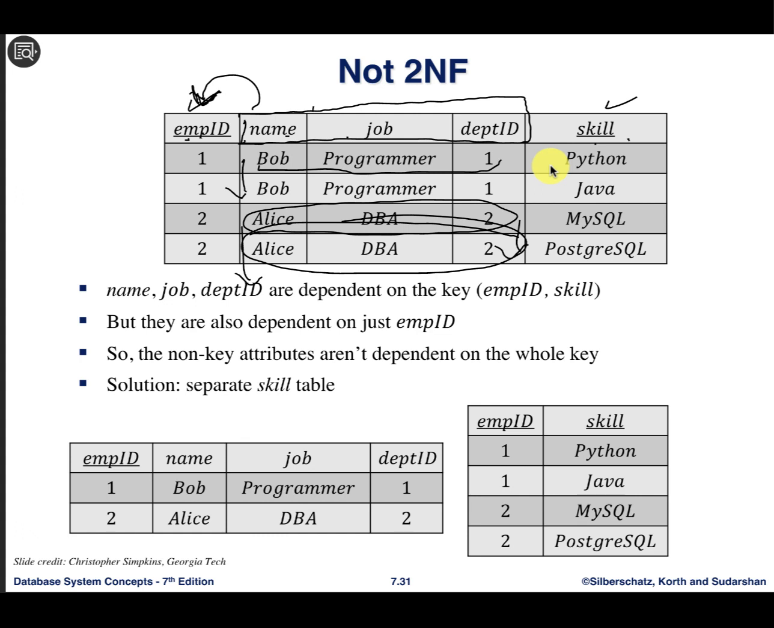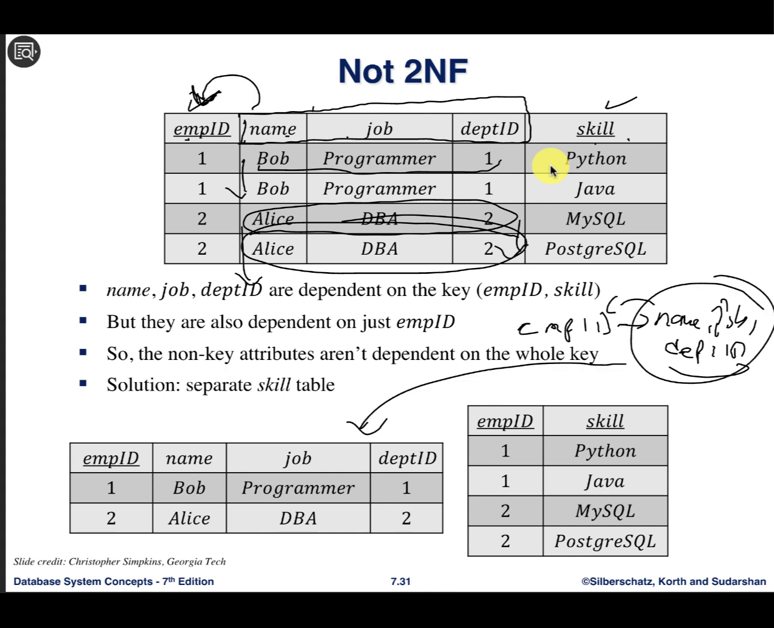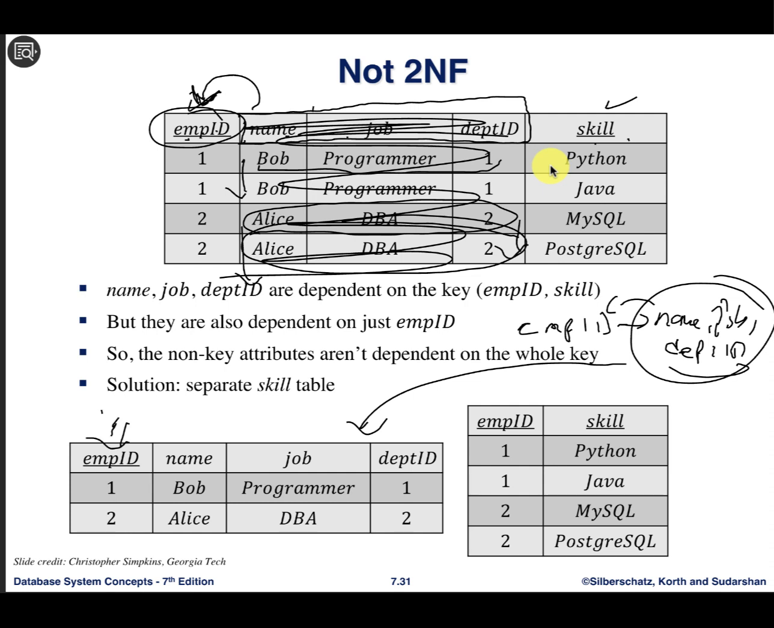So in this case, since we have this functional dependency, employee ID determines name, job, and department. These non-prime attributes depend on part of the key. So move these non-prime attributes into a new table. I remove them from this one. Take the part of the key that these attributes depend on and add it to this table. Don't remove it, add it. Make this one the primary key of this new relation.